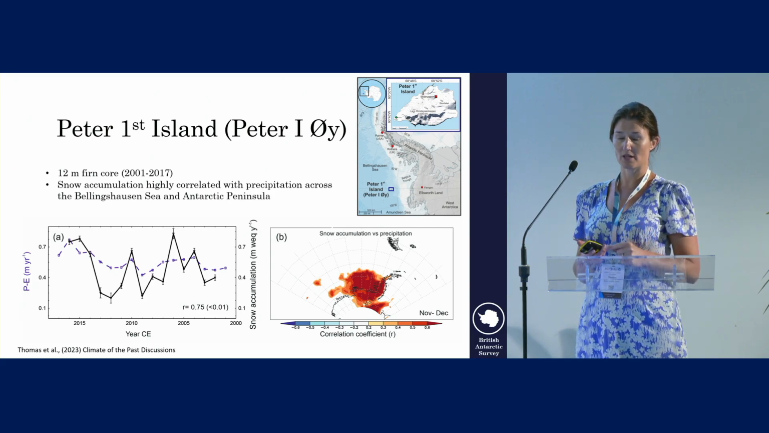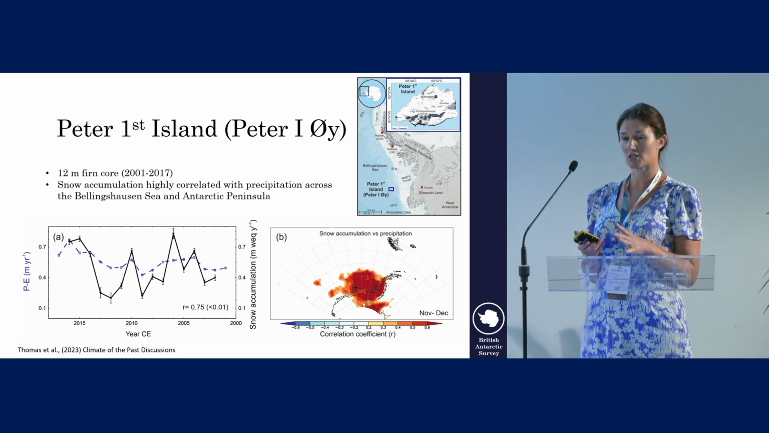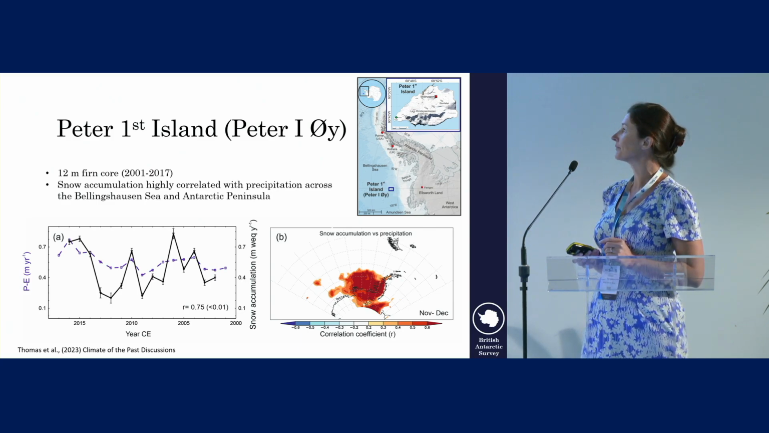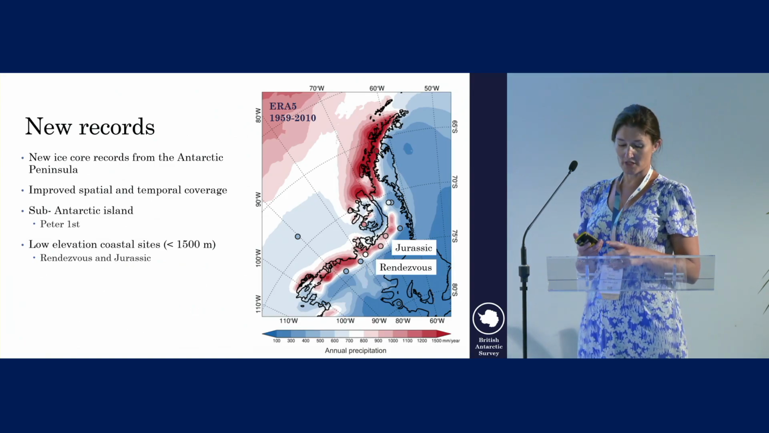So the spatial correlation plot here is just showing you that snow accumulation in this very targeted site can tell you a lot about what's happening across the Bellingshausen Sea. So that's just one new addition that we've got to this.